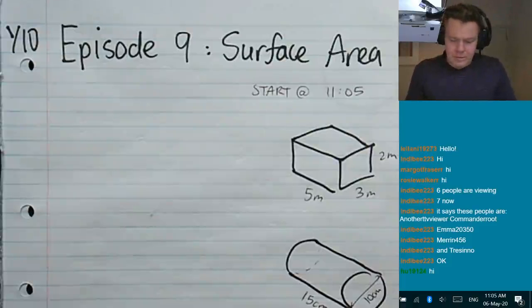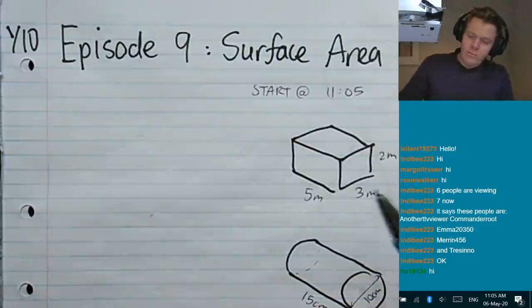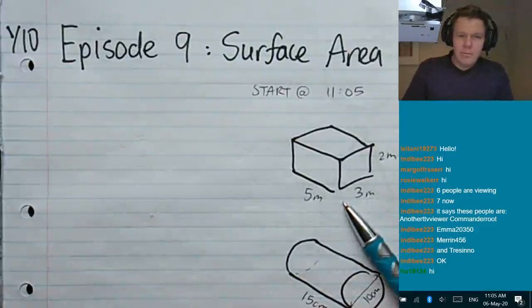Today, on episode 9, we're going to be looking at surface area of a bunch of regular shapes. So, without further ado, we'll get straight into the easiest 3D solid of all, the rectangular prism.